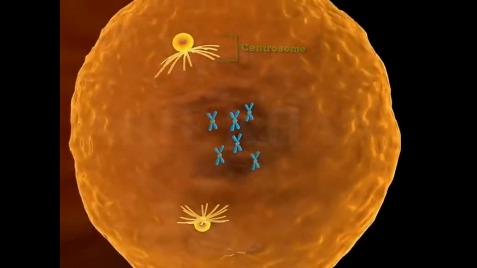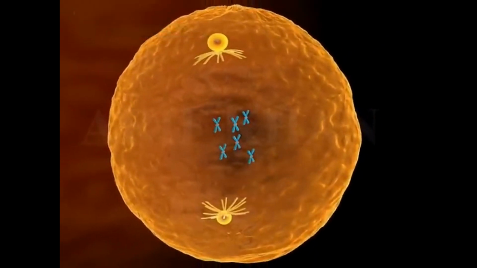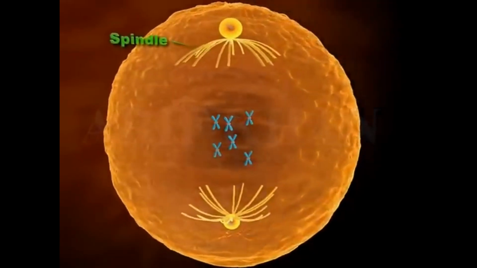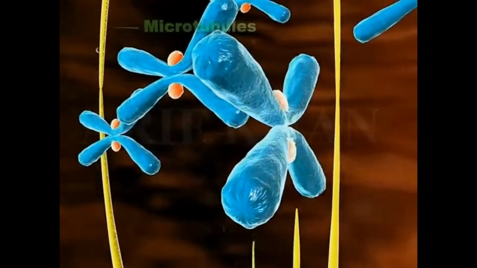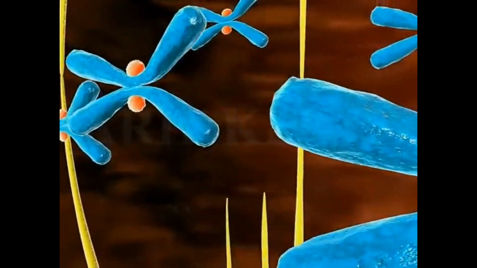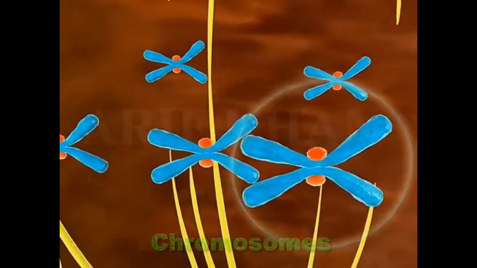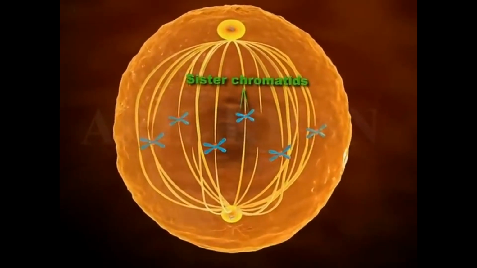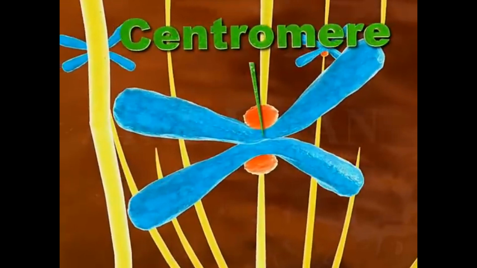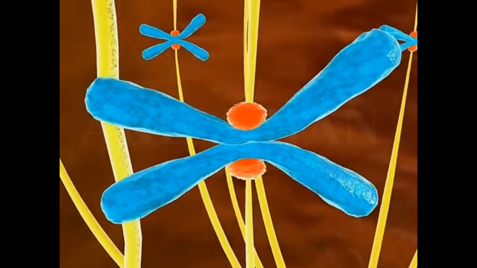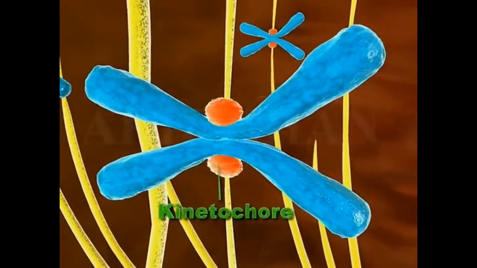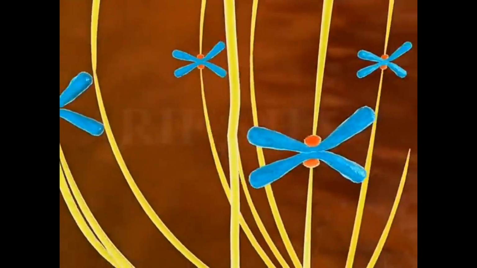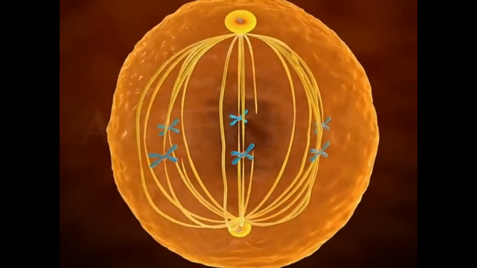The centrosomes, each with a pair of centrioles, move apart to the opposite poles, forming a spindle between them. Metaphase. During metaphase, microtubules of the spindle interact with chromosomes. This causes the chromosomes to move and align along the middle of the cell, or the equatorial plate. Sister chromatids are held at the centromere, containing protein structures called kinetochores at the surface. The kinetochore holds the chromosomes and attaches them to the spindle.